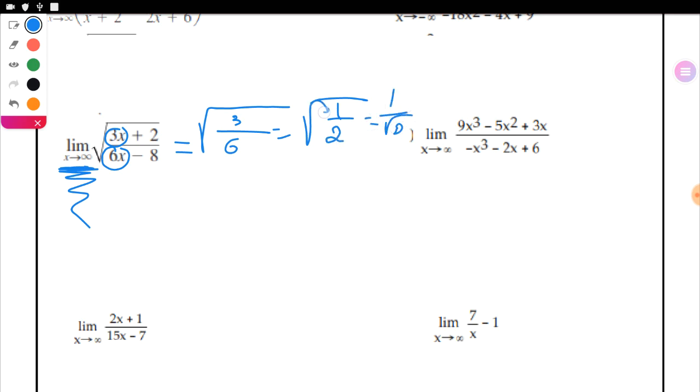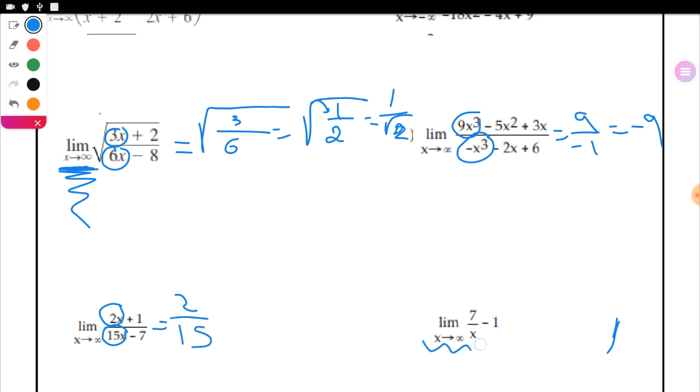Square root of numerator over square root of denominator. Okay? This one, they have the same power. Coefficient in numerator over coefficient in denominator will be negative 9. This one, they have the same leading coefficient. Circle the leading coefficient and compare the exponent, then apply the rule, or decide first which rule we will apply, then apply it. 2 over 15 because they have the same.